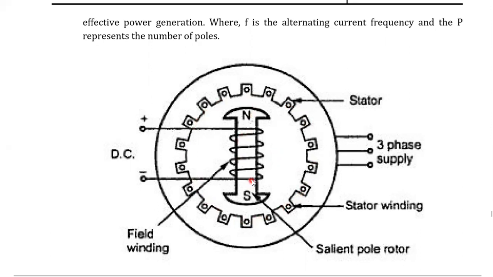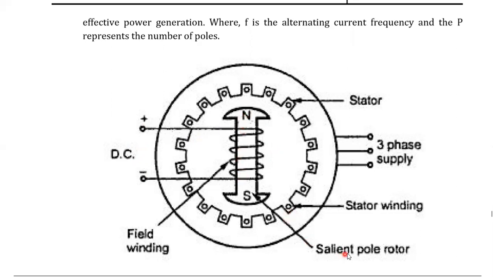This is called the field winding. The field winding is excited by DC supply, plus and minus. North pole and south pole: the north pole is fixed here and the south pole is fixed here. This is called the field winding. The DC supply polarity is always plus here and minus here. It's not alternating, it's constant. That's why the polarities are not changing. The north pole and south pole are constant.